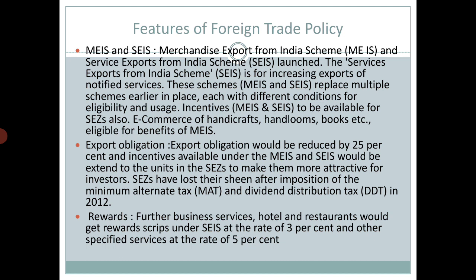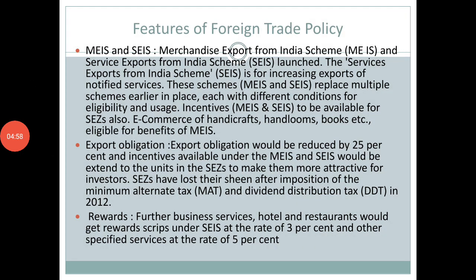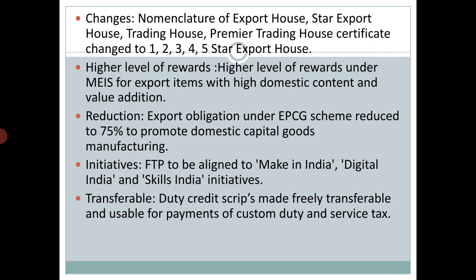Then rewards. Further, business services, hotels and restaurants would get reward scrips under SEIS at the rate of 3% and other specified services at the rate of 5%. Those hotels and restaurants which are particularly related to business services would get reward scrips under the Service Exports from India Scheme at the rate of 3%, and other specified services at the rate of 5%.